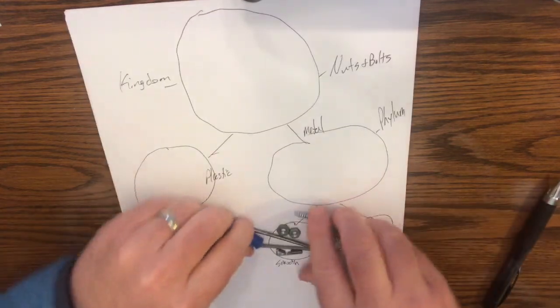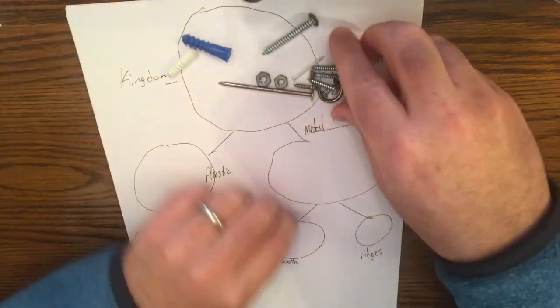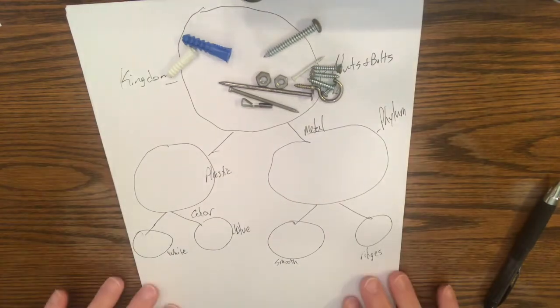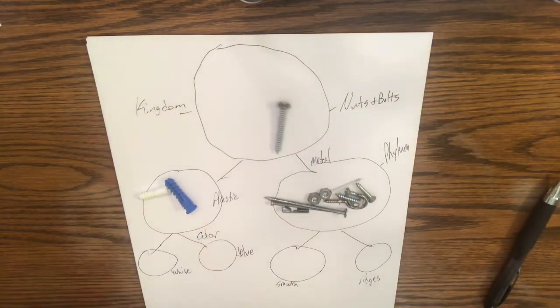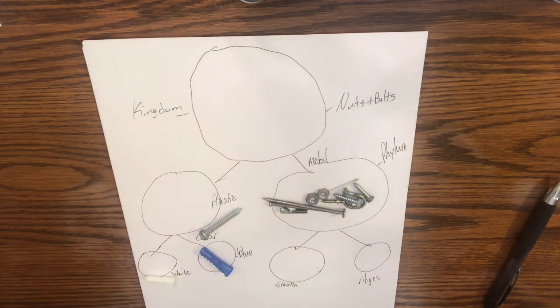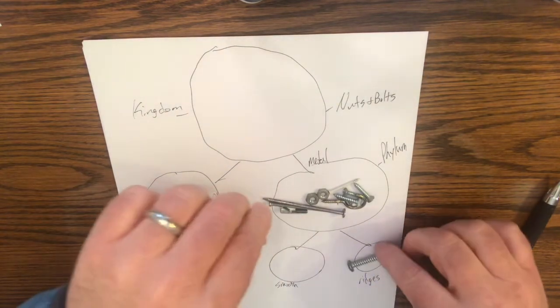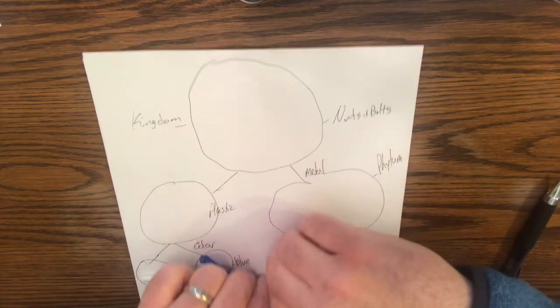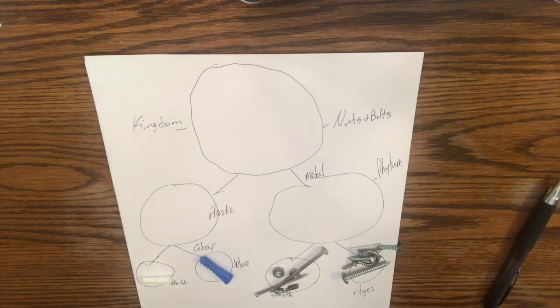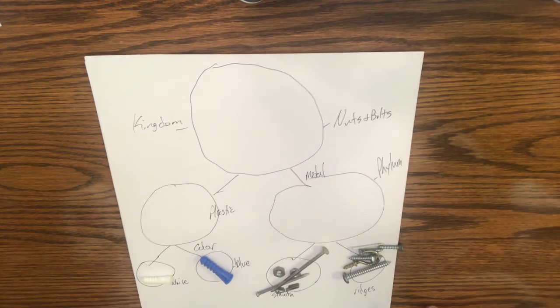So let's look at our system as we have it so far. Okay, I've got all of the nuts and bolts. I split them into metal and plastic. I took my plastic ones and split them further based on their color. And then I took the ridges and I put them over here. And I took all the smooth ones and I put them over there based on their characteristics.